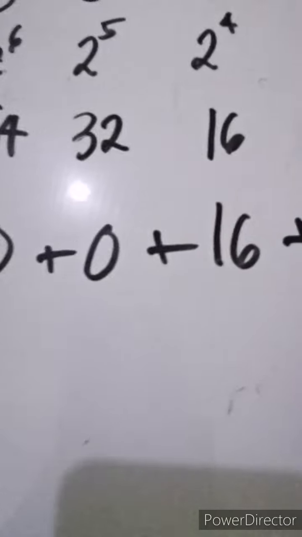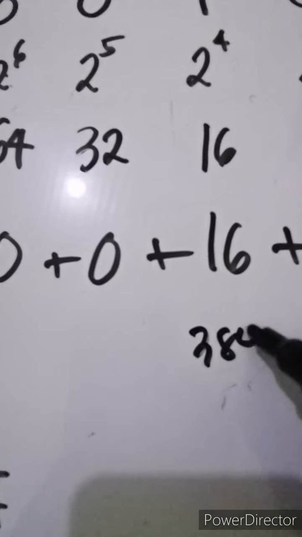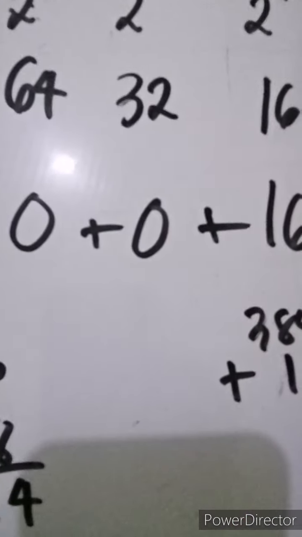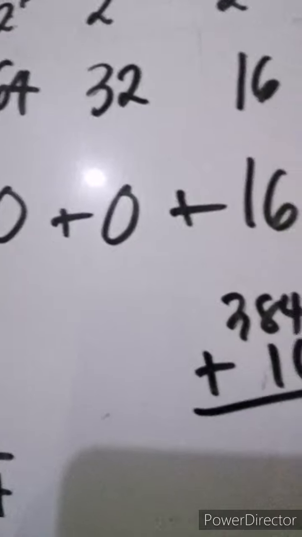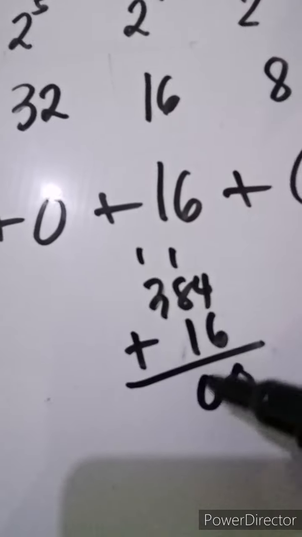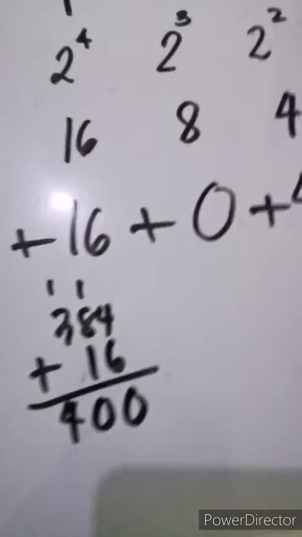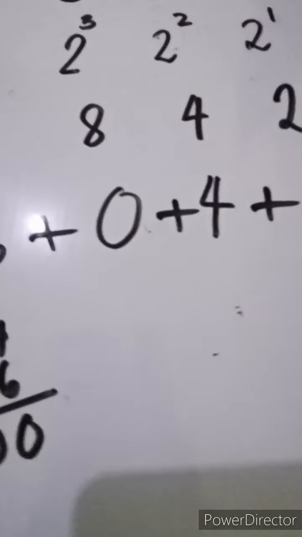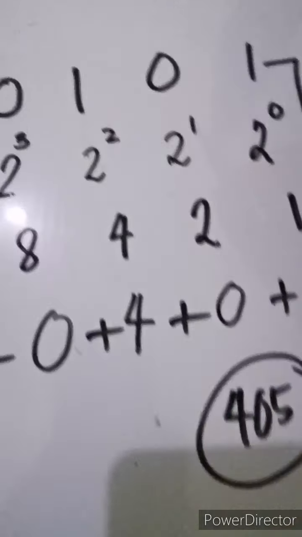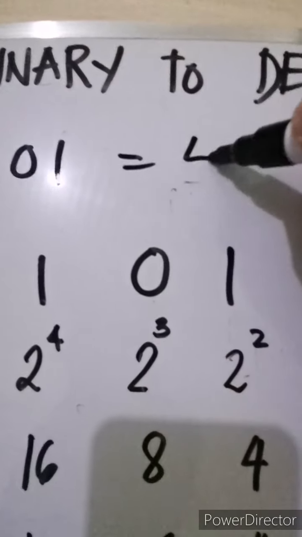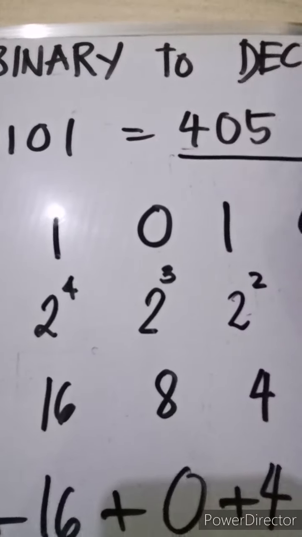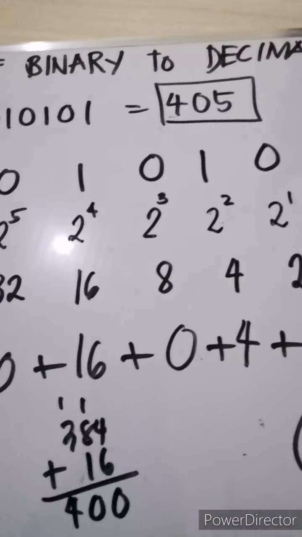Then, we have 384. And then, 384 plus 16. Bakit siya plus 16? Kasi 0, 0 yung kasunod ng 128. 4 plus 6 is 10, carry 1. Then we have 400. And then plus 4 and plus 1. So therefore, the answer to our example is, this is equivalent to 405. So, ito na yung ating decimal value na hinahanap.